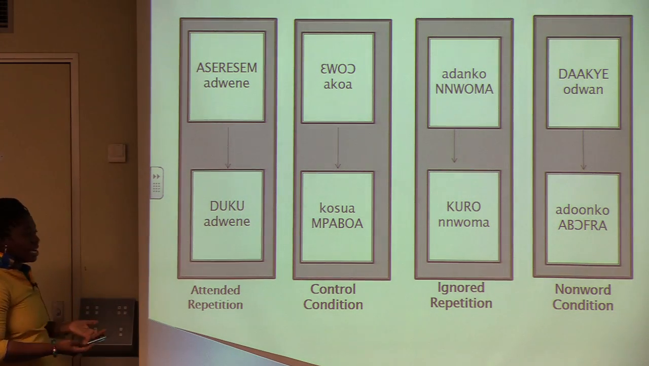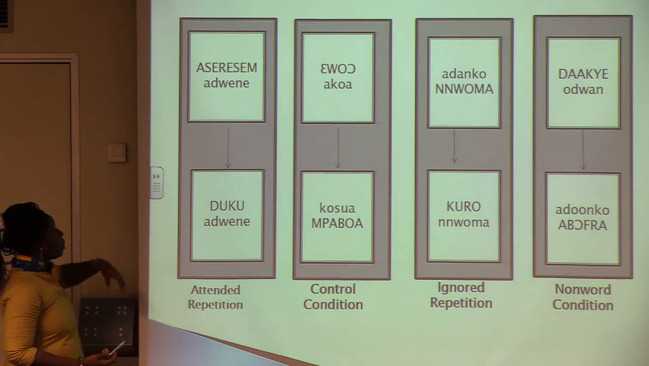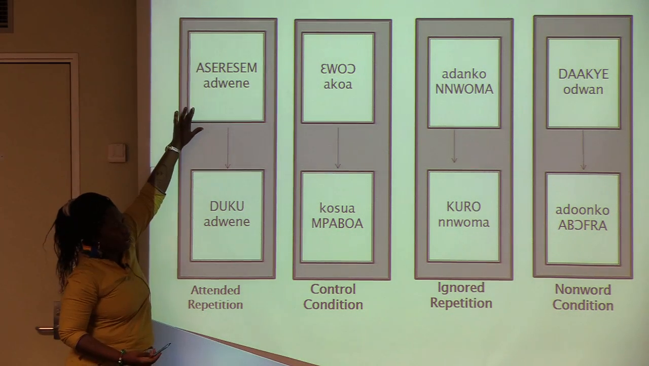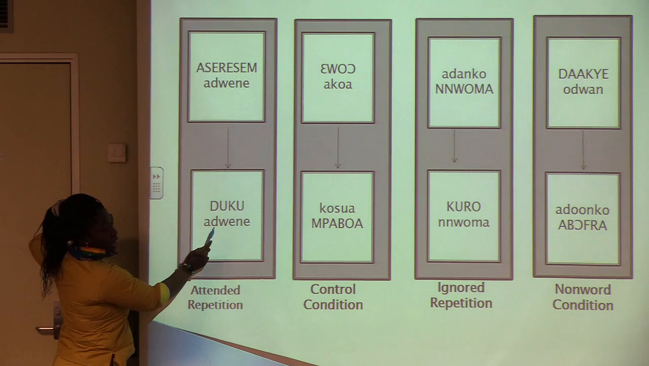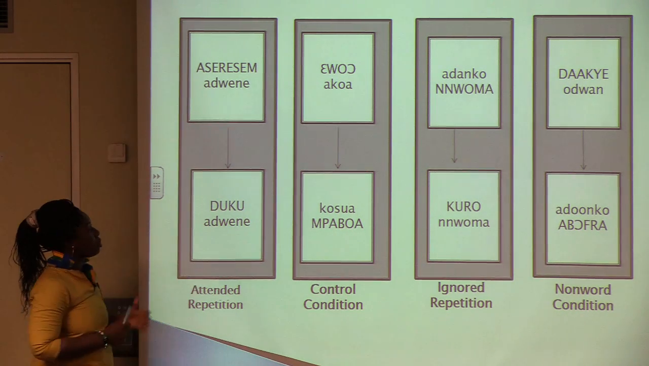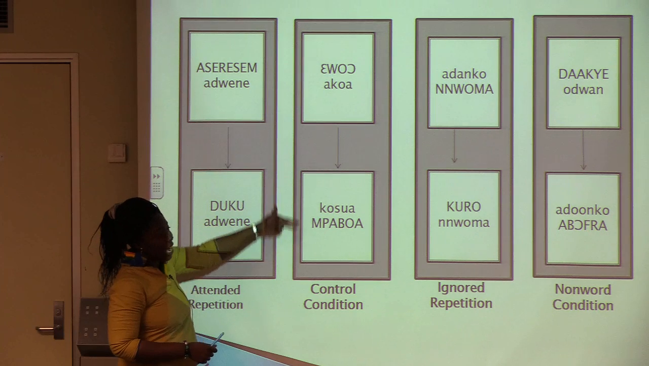And we expect a speed up or facilitation because the word that is attended to in trial 1 becomes the same target word in trial 2. Now, in the control condition, all the 4 words are different.